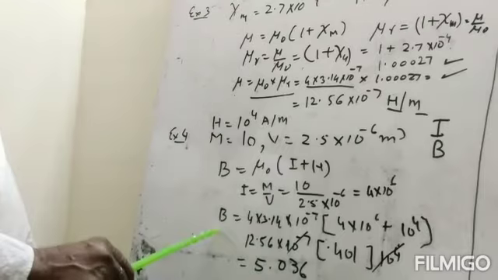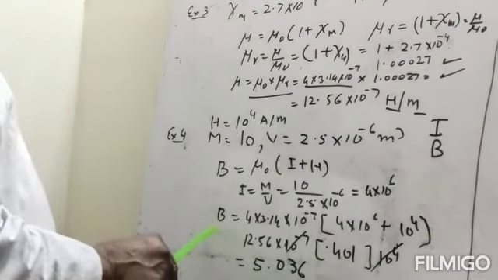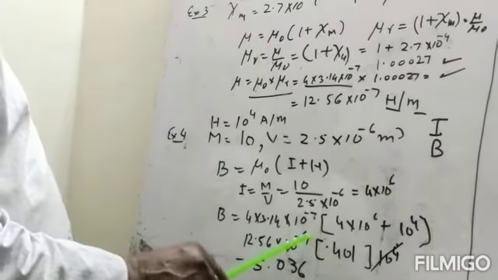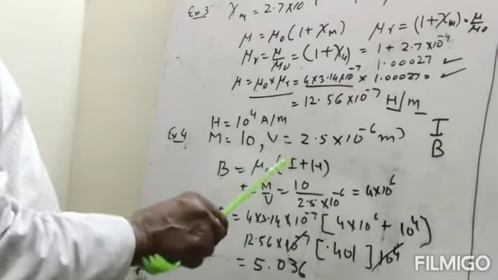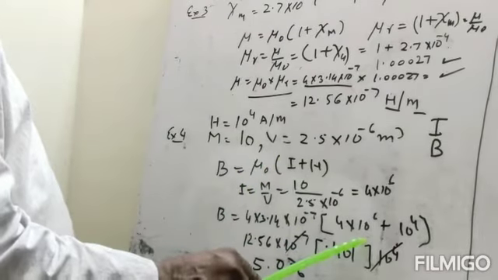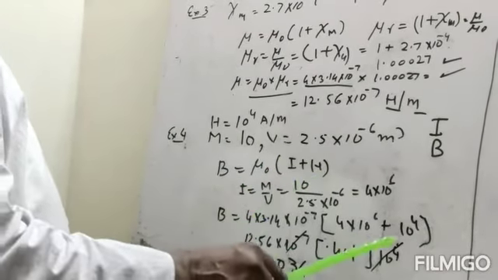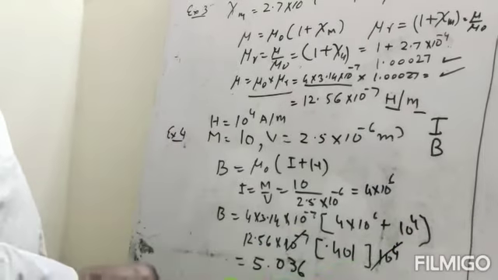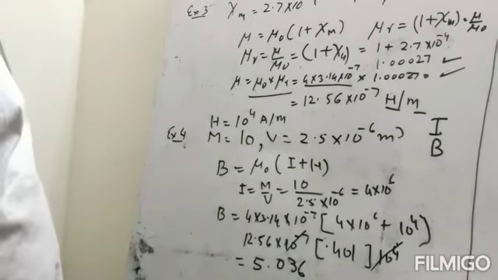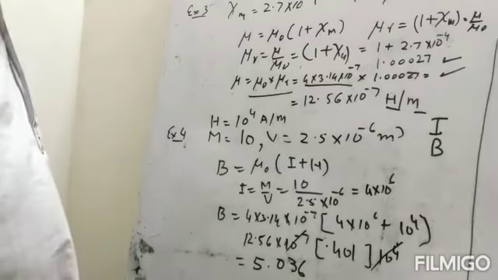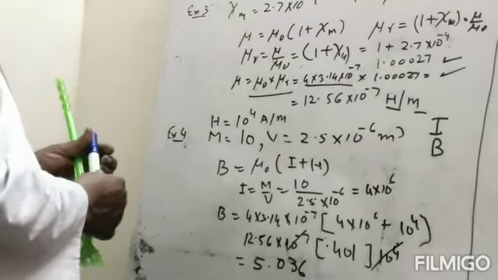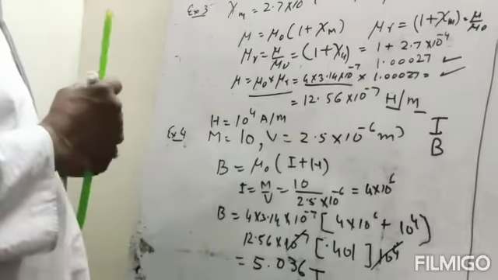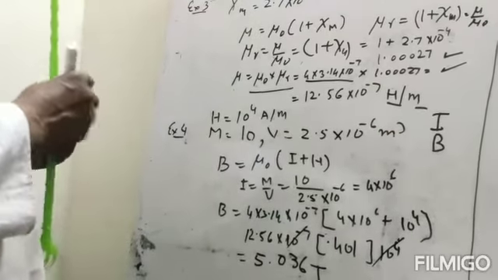Now B is equal to mu 0. Mu 0 is 4 pi into 10 raised to minus 7 multiplied by I, that is 4 into 10 raised to 6, plus H 10 raised to 4. So if we multiply it, we will get it is equal to 5.036. B will be found in Tesla. We can find it. Now the next example.